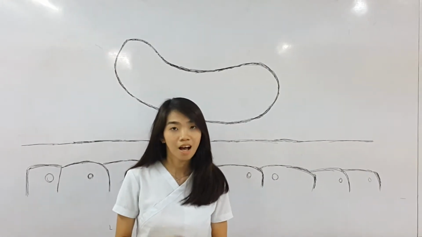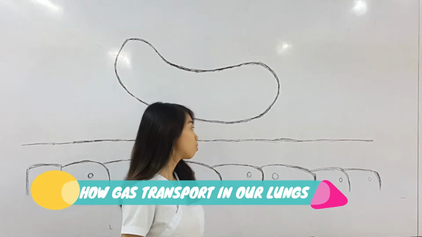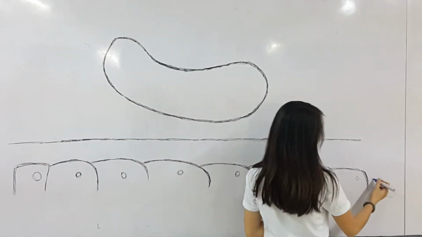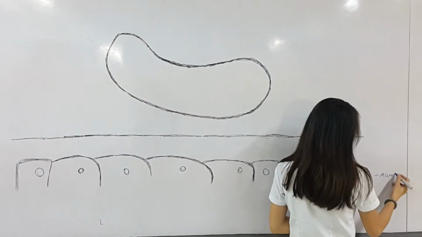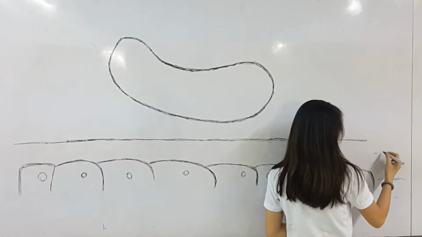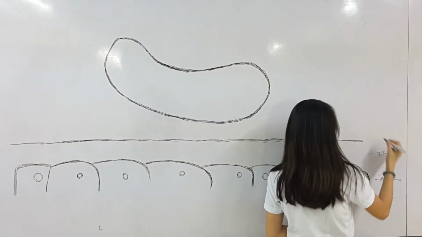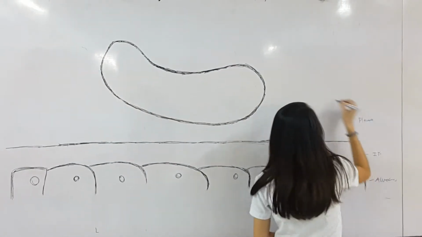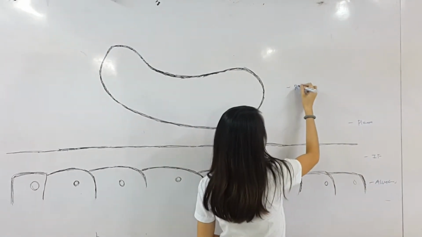So I will discuss how gas transport works in our lungs. So first, I'll discuss the illustration. So here, we have the alveolus, we have the interstitial fluid, the plasma, and the red blood cells.